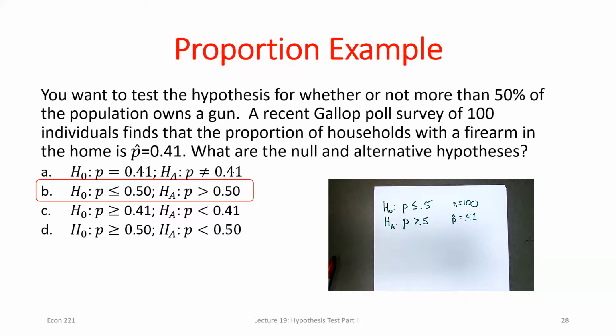Why do you already know the decision of this test? If I look at the sample proportion I found, does it go against my null hypothesis? No, it actually supports it. So I'm not going to reject it.